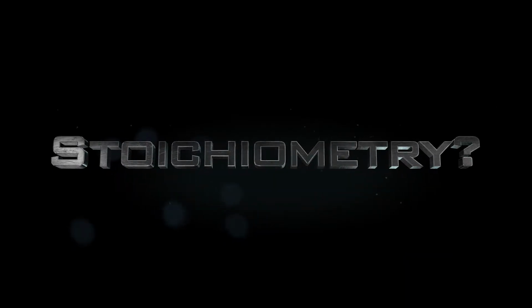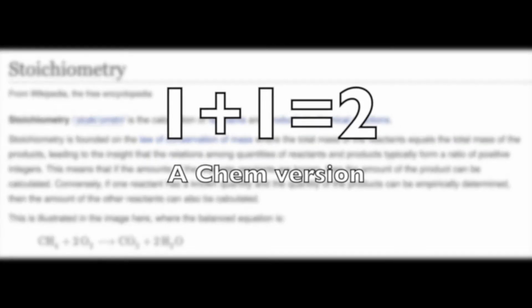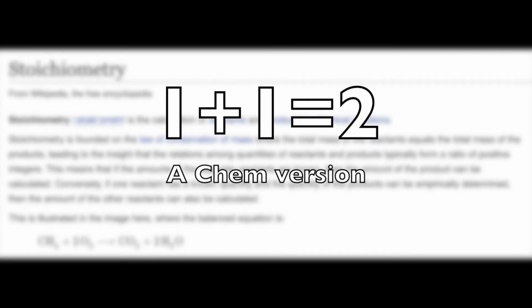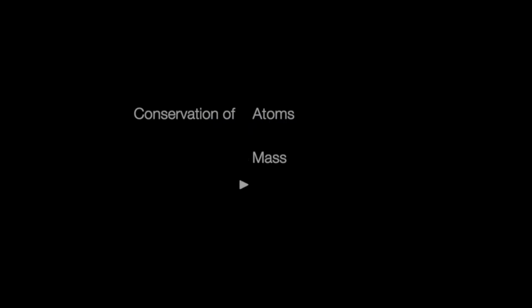First, we need to know what stoichiometry means. The word itself sounds complicated, but in fact, it is just like a chem version of 1 plus 1 equals 2. Basically, it is a mathematical representation of the conservation of atoms, mass, and charge. Okay, it might still sound confusing, but let's do an example quickly and you will see how simple the concept really is and how you can apply it.